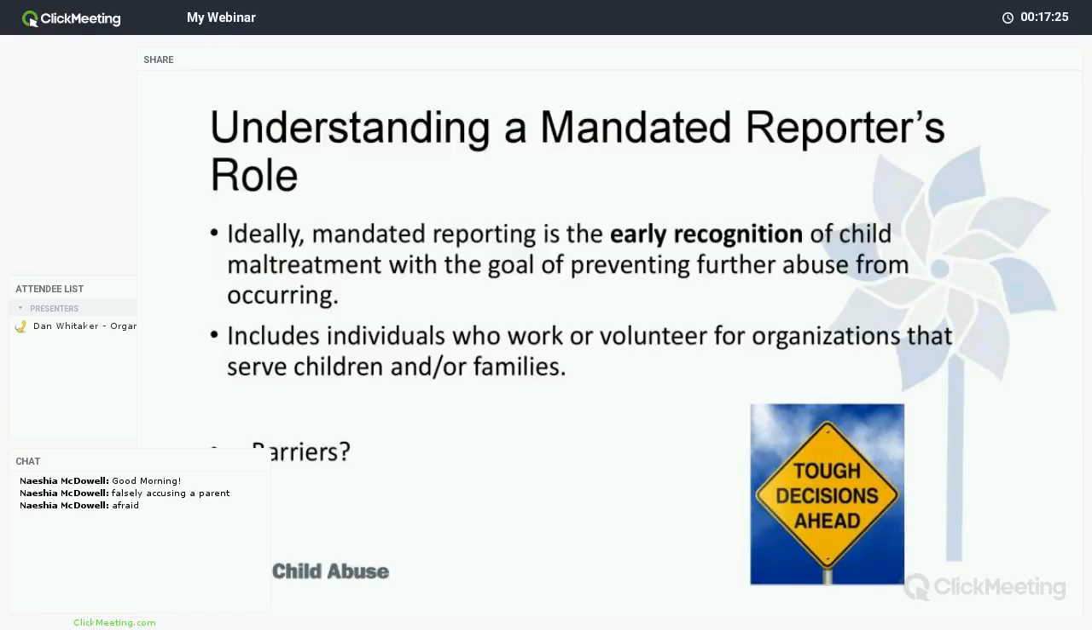So all of these are valid fears that we have, but remember that we need to be advocating on behalf of the child and not worry about anything else. We are requesting a service to be done to ensure the safety of the child and hopefully provide more resources to that family as well. So that's the mindset we need to be in when we're making that call to DFACS.